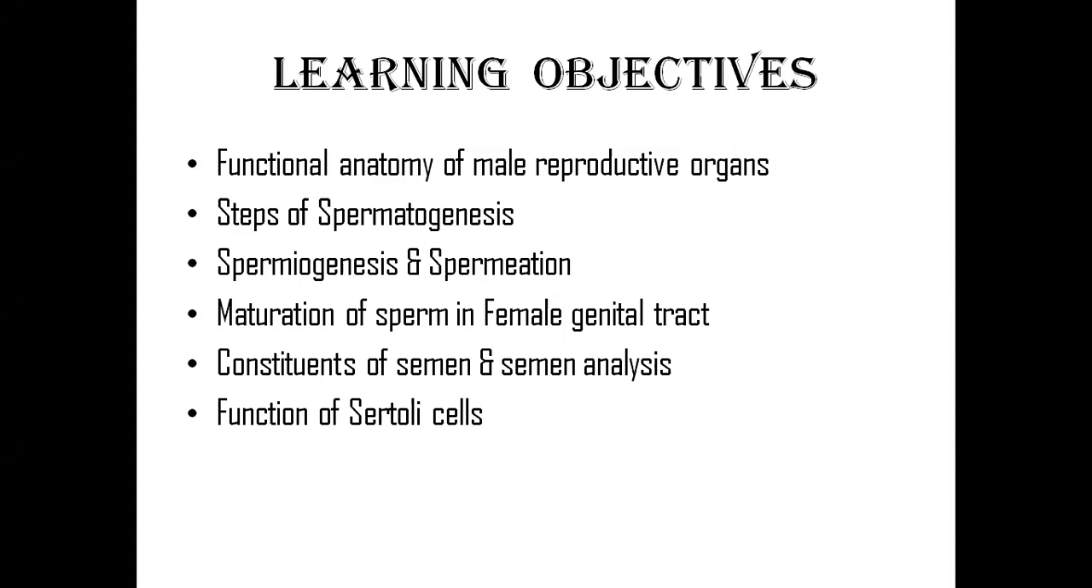We'll know about the steps of spermatogenesis, and not about the factors of spermatogenesis here, but we'll go to the maturation of sperm, that is spermiogenesis and spermiation. Then we'll go to the maturation of sperm in the female genital tract. Subsequently, we'll know about the constituents of semen and semen analysis and functions of Sertoli cells.